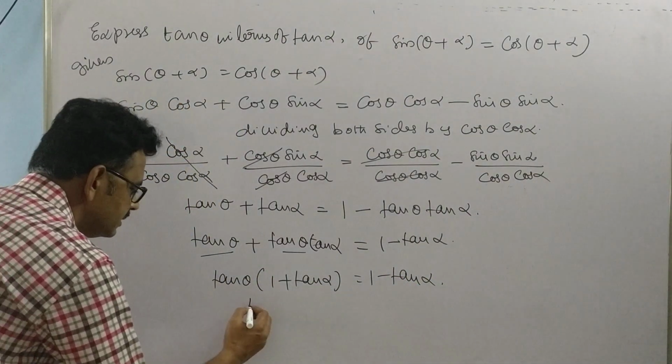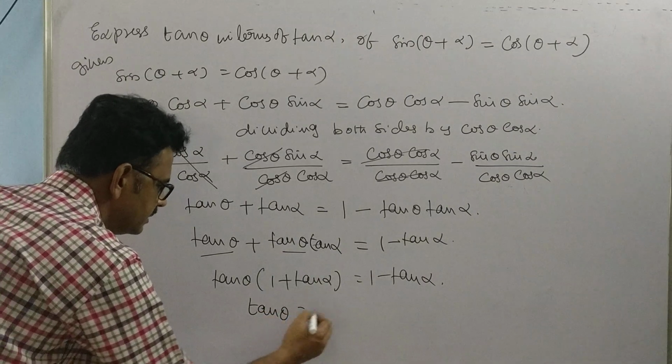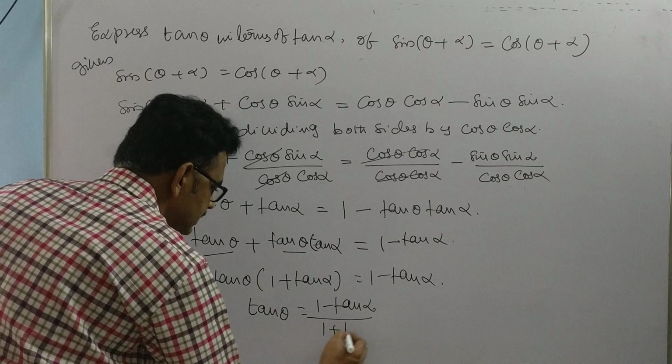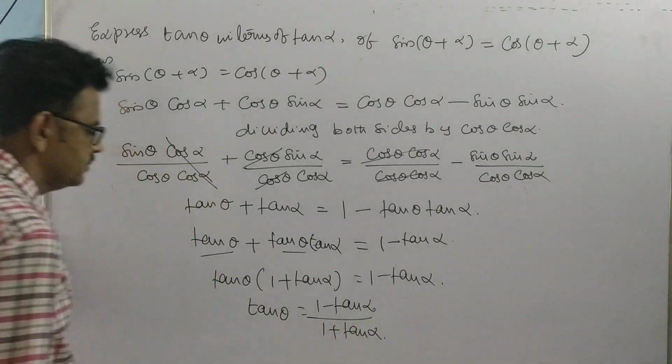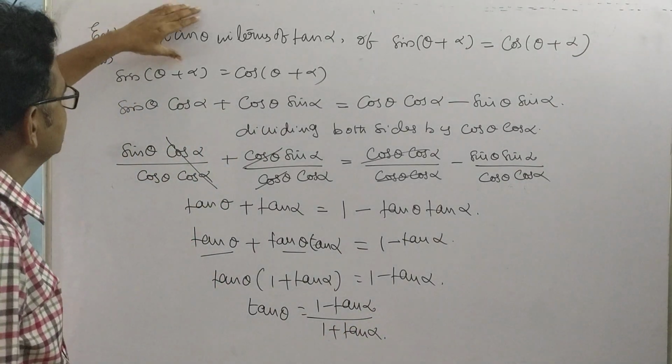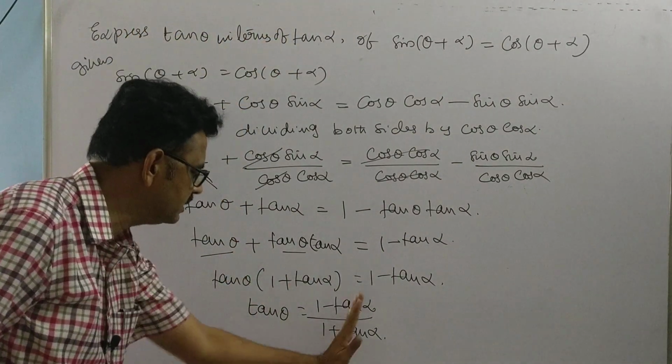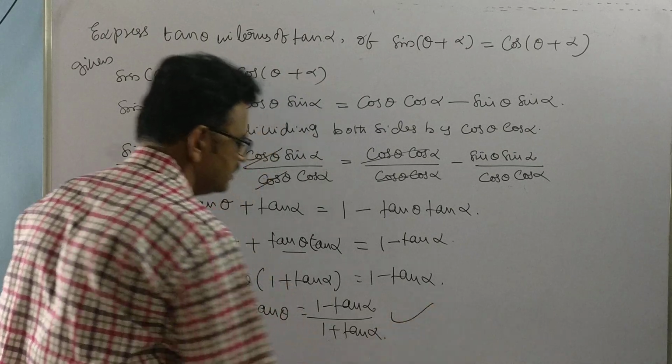Therefore, tan theta is equal to (1 minus tan alpha) by (1 plus tan alpha). So we are expressing tan theta in terms of tan alpha. Okay, try it down.